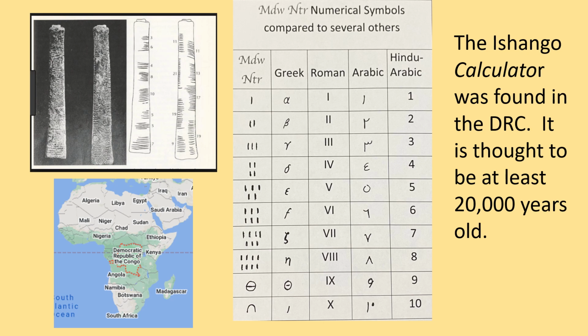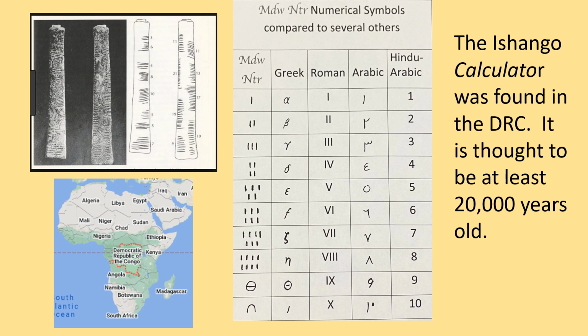At the top left-hand corner, we see what's called the Ishango bone. I will call it the Ishango calculator. It was found in the Democratic Republic of the Congo. It is thought to be at least 20,000 years old. Next, we have Greek, which is about 3,500 years old. Roman numerals, which are about 2,700 years old. The Arabic numerals are about 2,500 years old. And the Hindu Arabic numerals, which took form in Europe in about the 1400s of the Common Era, are only about 600 years old.